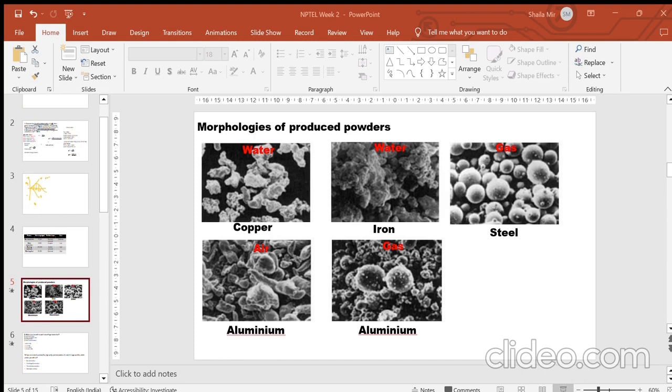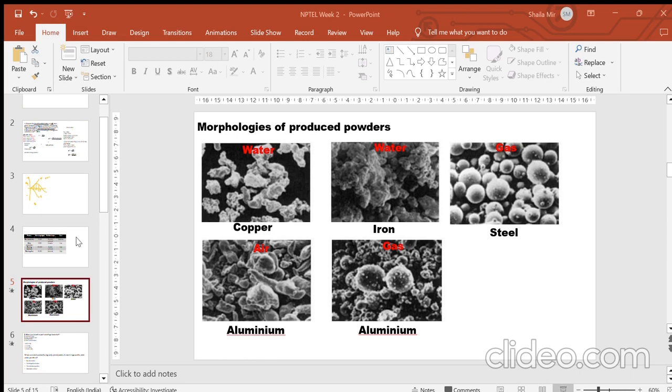From the electrode, tungsten electrode. Yes, the electrode that is used as, say for example, the cathode, which is producing the arc, that can contaminate the powders. But yes, comparatively, it has less contamination as compared to, say, water atomization.